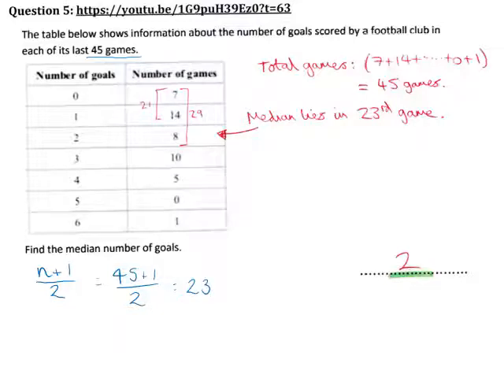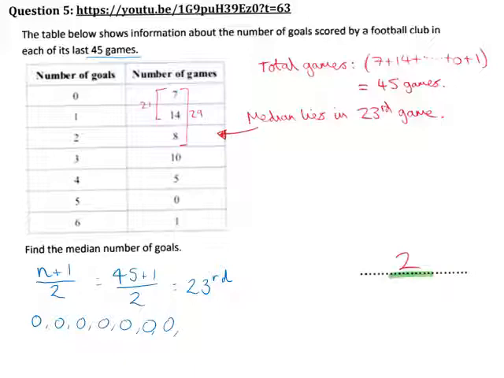So the median isn't 23, it's the 23rd game in my list. So if you imagine what this information is telling us, it's telling us that the first 7 games scored 0. So if I was going to list my data out, I would write 0, 0, 0, 0, 0, 0, 0, 7 times. So far I'm at the 7th game. I need to keep going until I get to the 23rd game. So I've used up 7 so far.